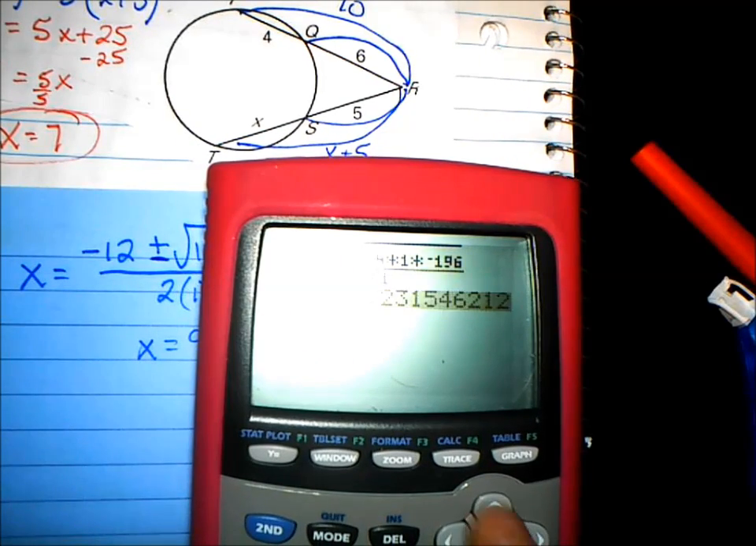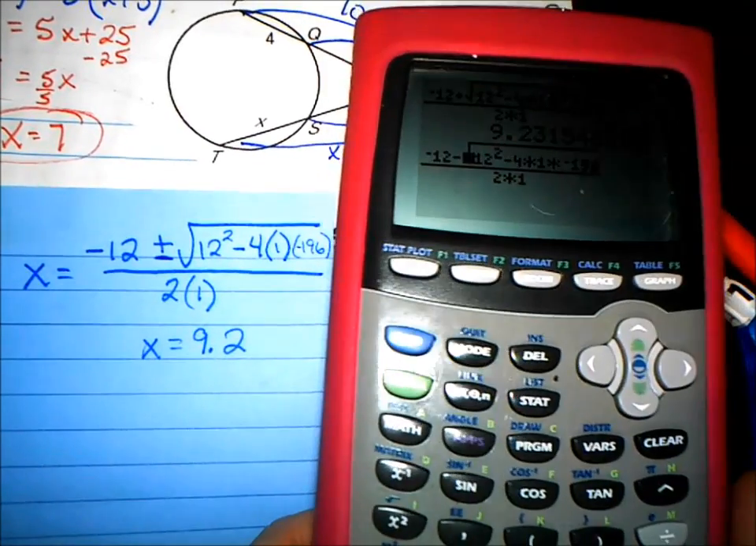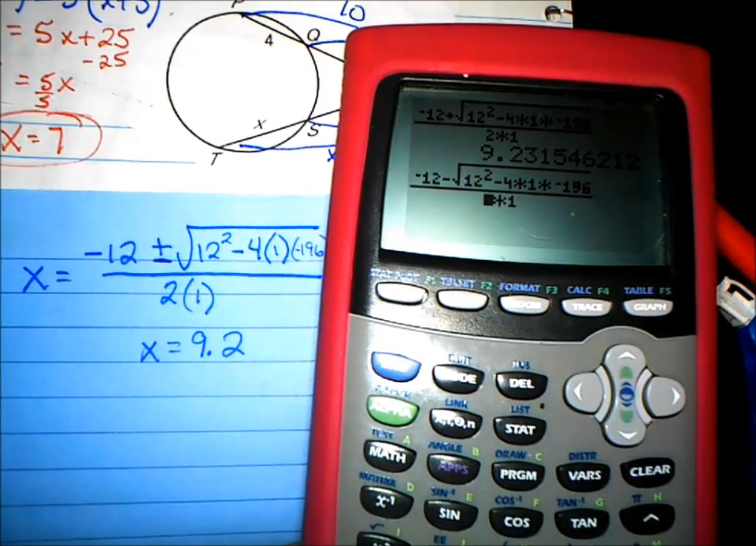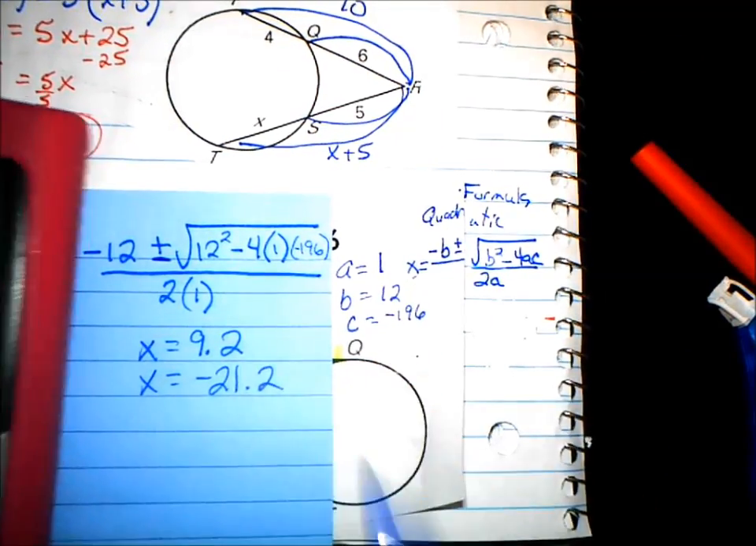Then I'm going to type it in again. I'm going to enter, and this time it's going to be exactly the same, except that little plus sign changes to a subtract sign. And then I'm going to enter, and I get x equals negative 21.2.